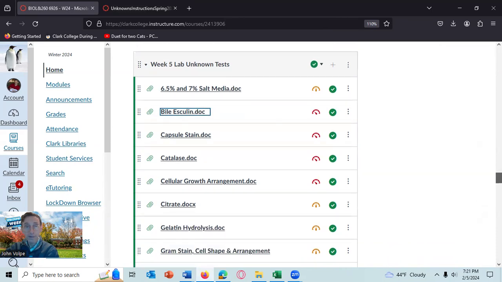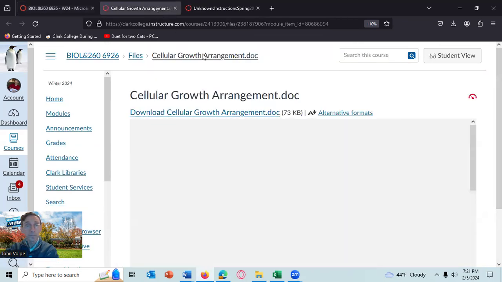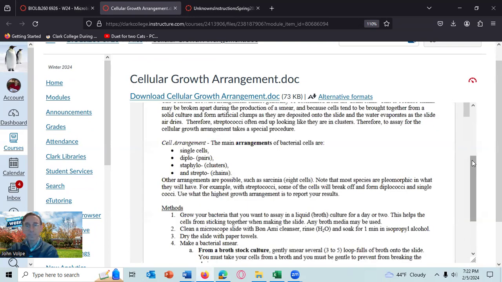Here's one I should talk about, and that is the cellular growth arrangement. Come on. Taking its time. There we go.